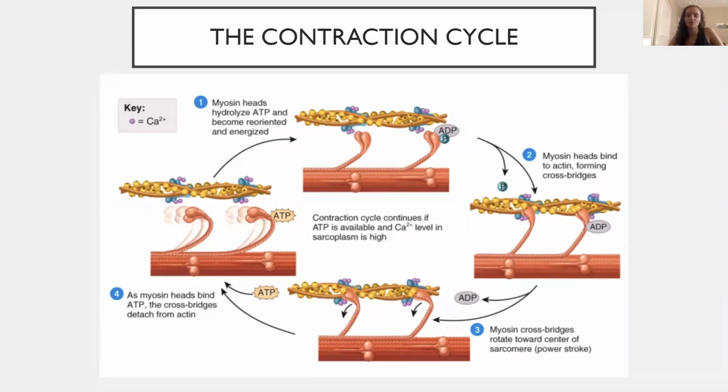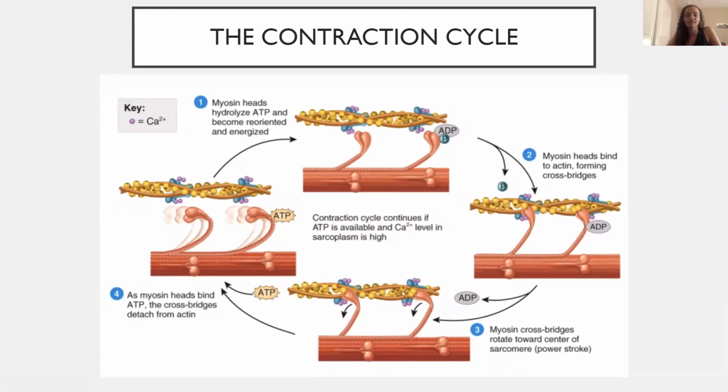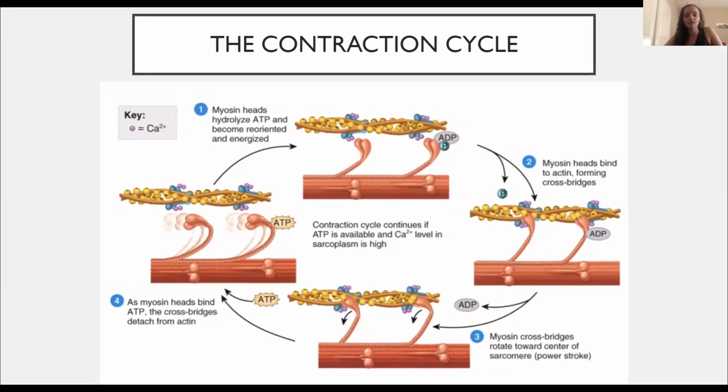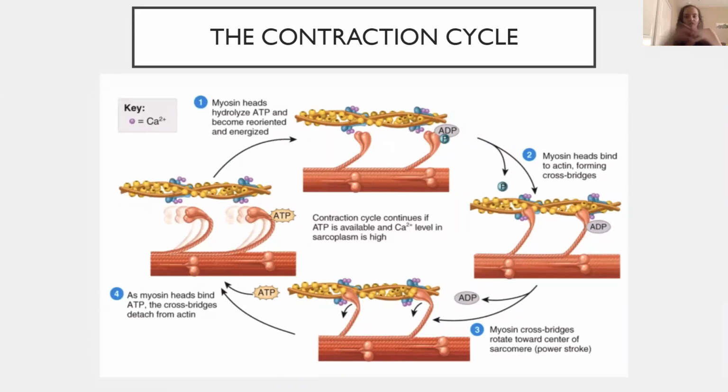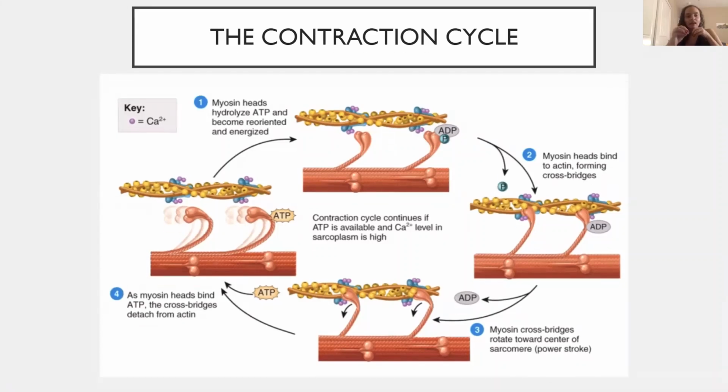Myosin cross bridges rotate toward the center of the sarcomere in order to form the cross bridge and perform the power stroke. And then as myosin heads bind ATP, the cross bridges detach from actin. So once we have ADP and phosphate, the power stroke is going on and the myosin is attached to actin. But once we add ATP back in, that causes detachment of the cross bridges.